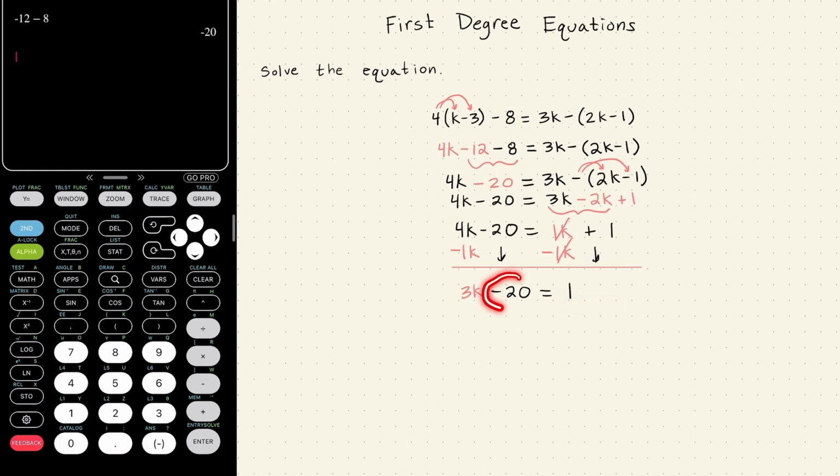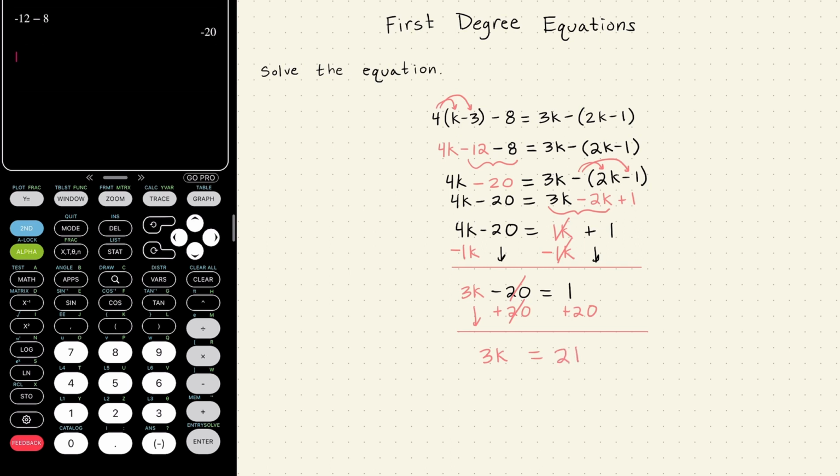Now we just need to move this 20, this number that doesn't have any k on it, we want to get that over here with the other number that doesn't have a k on it. How can we do that? Well, it's a minus 20 now, so we will add 20. Negative 20 plus 20 will cancel out. And again, what you do on one side, you gotta do on the other. So we take care of that. Negative 20 plus 20, that's 0. So we'll just be left with the 3k on this side. Equals 1 plus 20 is 21.